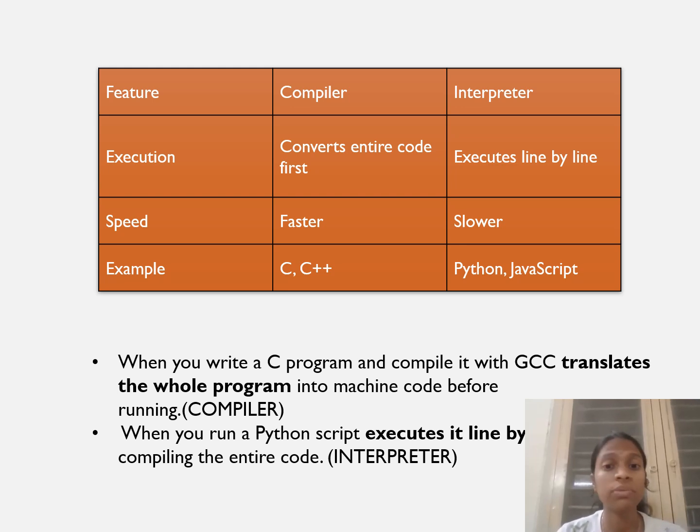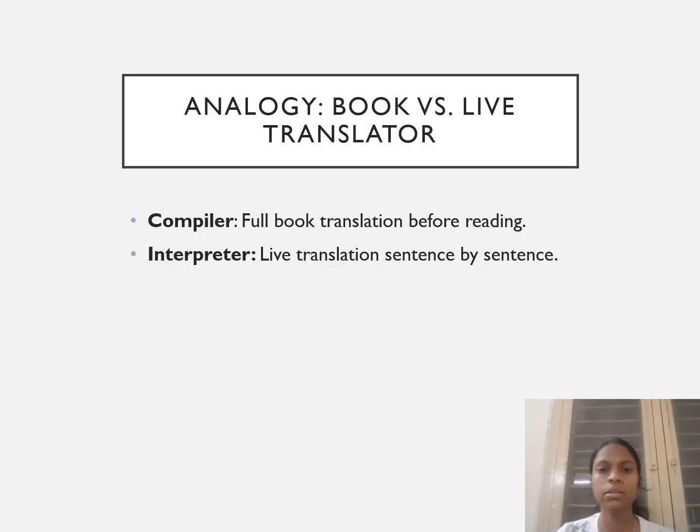C program code works with the compiler, and the Python and JavaScript code work with the interpreter. This is a very important point, in which some interviewers ask this question: C works on a compiler and Python works on an interpreter, which executes line by line, right? I hope these differences give you clarity between the compiler and the interpreter.